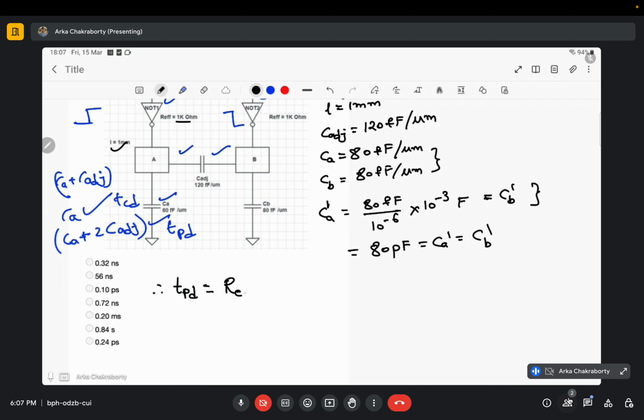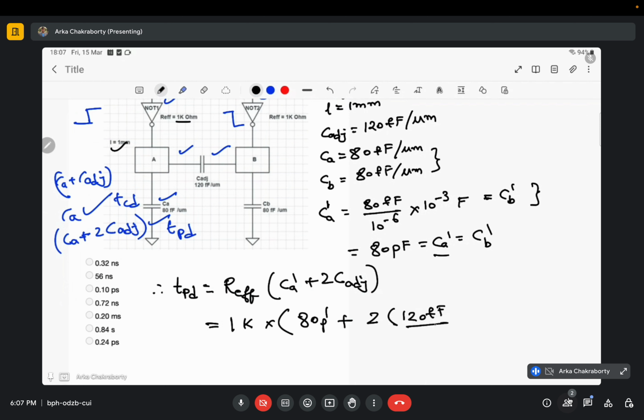Okay, so now my propagation delay would be how much? It would be R effective times C, and C would be Ca prime plus 2 into C adjacent, like I have written. So how much would it come? It is 1 kilo ohm into Ca prime, which is 80 picofarad, and 2 into C adjacent, which would be 120 femtofarad per micrometer into 1 millimeter.